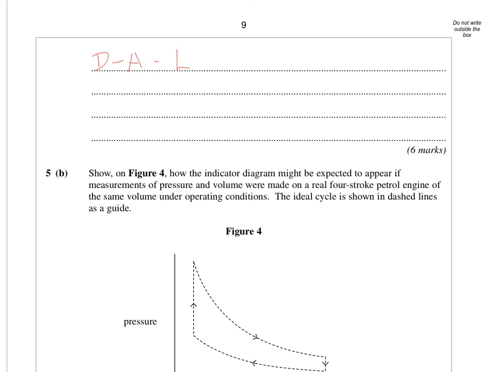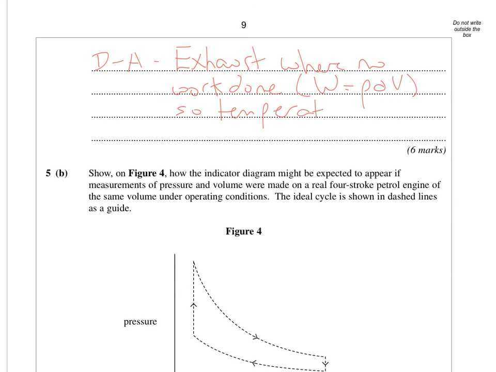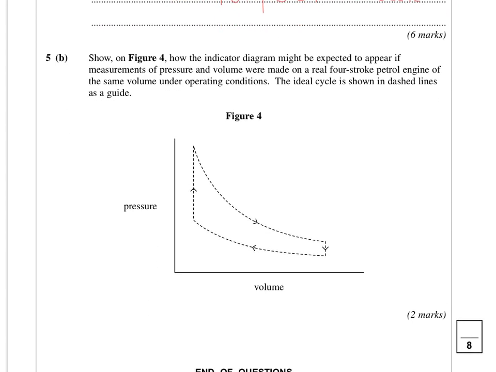So essentially you've got an exhaust process where there is no work done. Again using the W equals P delta V equation, there's no change in volume. So temperature has to fall because you're getting a change in pressure, again for a constant volume. Okay, so that's a detailed explanation of each of the different processes that are ongoing.